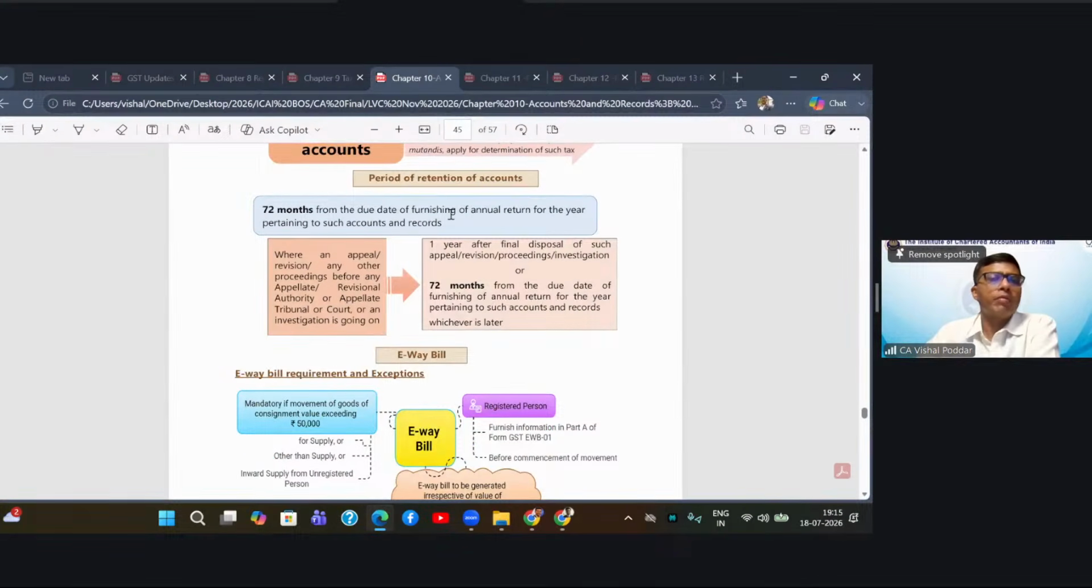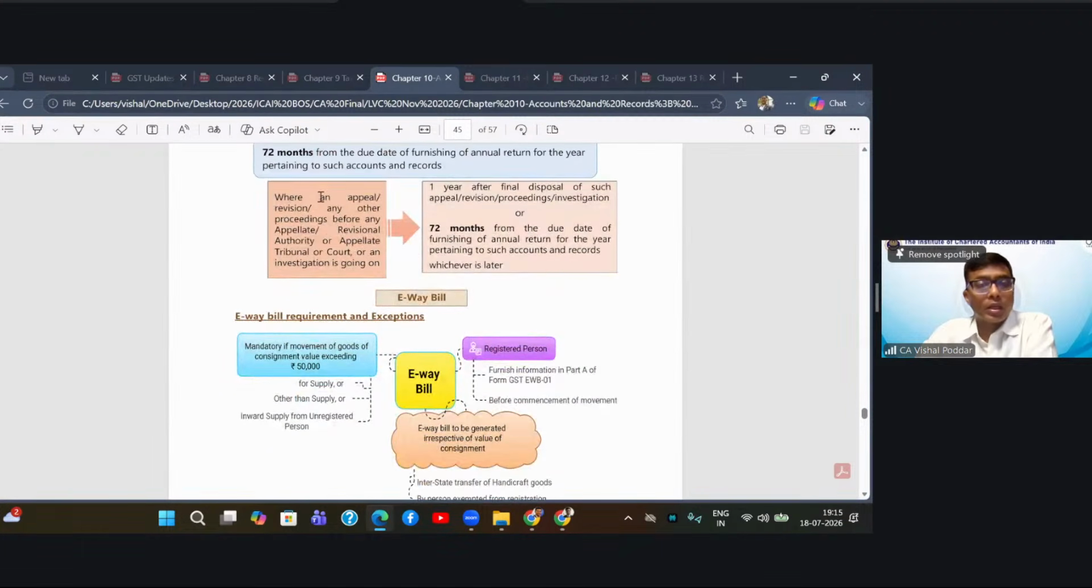Now, period of retention. The period of retention is 72 months from the due date of furnishing of annual return for the year to which these records pertain. So, from the due date of furnishing the annual returns, for a further 6 years, we have to maintain the accounts. Now, in case an appeal or revision application or any other proceedings are going on before the appellate or the revision authority or before the tribunal or court, in such cases, you should maintain it for a period of 1 year after the disposal of such appeal or revision.